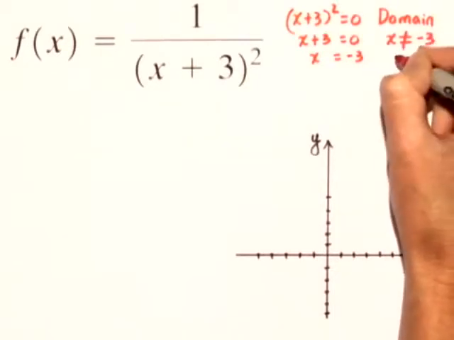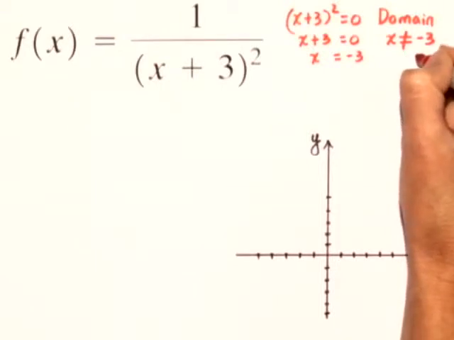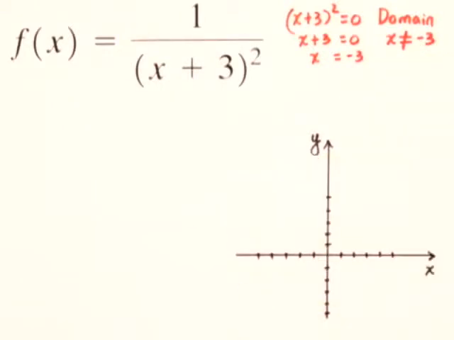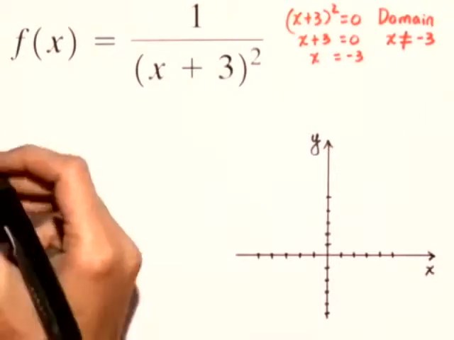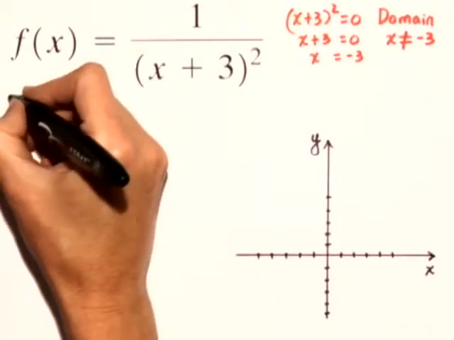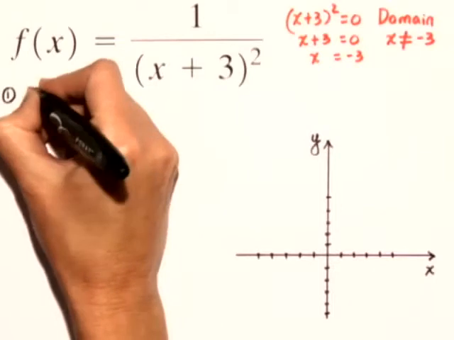We could write it in set notation if we liked, or interval notation, but it's important just to note that x cannot be equal to negative 3. Now, let's go through the steps of how we'll graph this rational function. The first thing it's always a good idea to do is to determine if there's any symmetry.